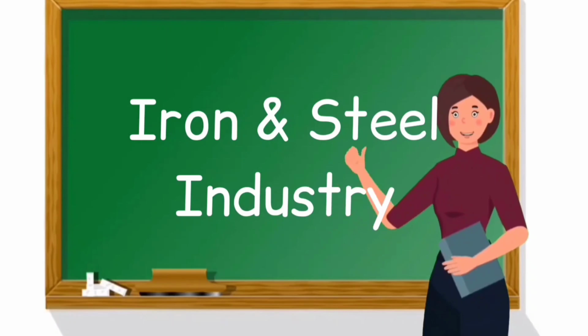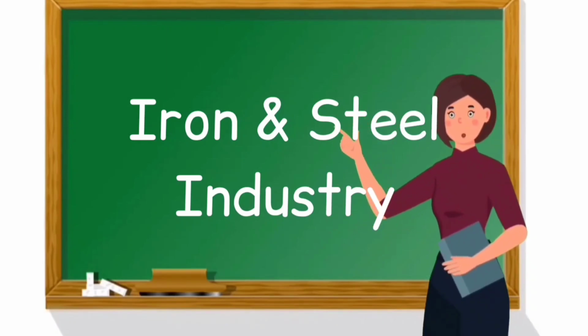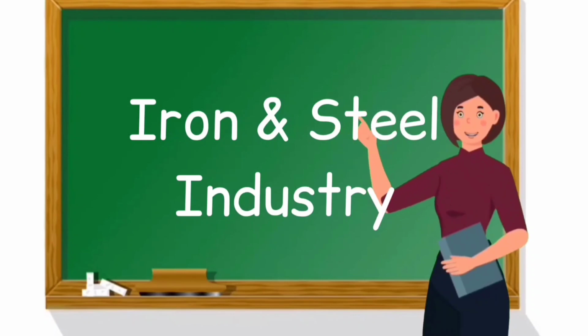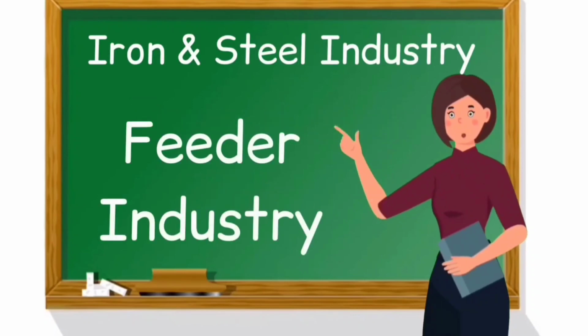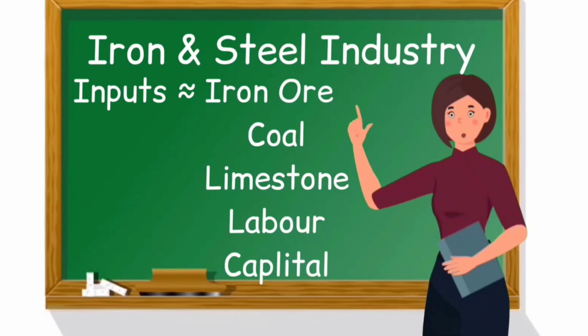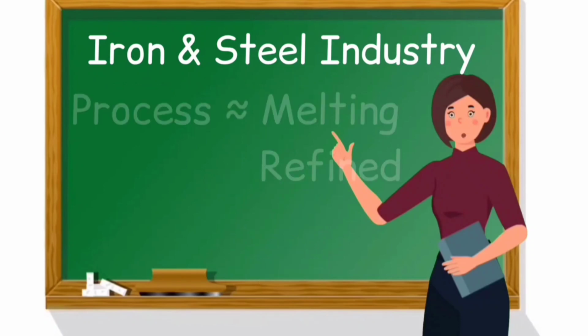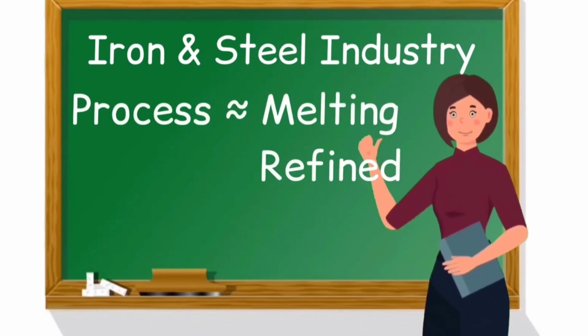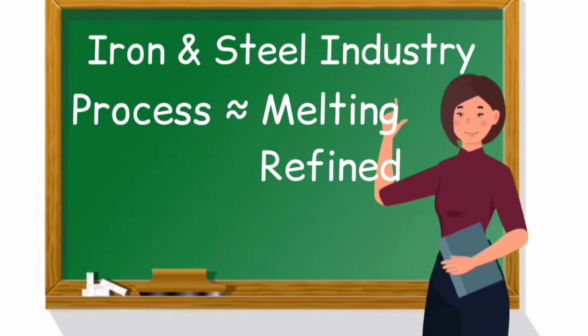Iron and steel industry. Like other industries, iron and steel industry too comprises various input, process and outputs. This is a feeder industry whose products are used as raw material for other industries. The inputs for the industry include raw materials such as iron ore, coal, limestone along with labor, capital, site and other infrastructure, right? The process of converting iron ore into steel involves many stages.